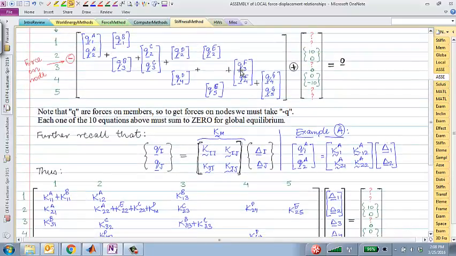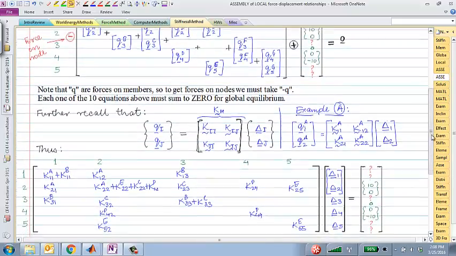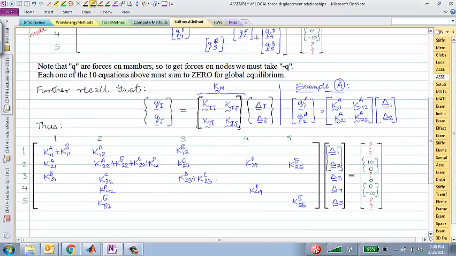I have F, which is connected to 3 and 4. So we'll add that, plus KF33, KF34, KF43, and KF44. And finally, we have G, which is connected to 4 and 5. So I'll have KG44, KG45, KG54, and plus KG55.